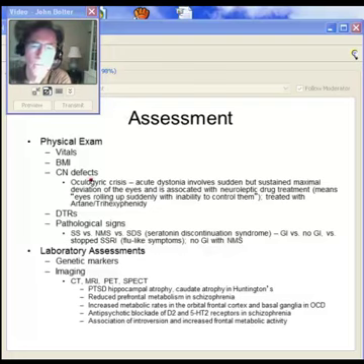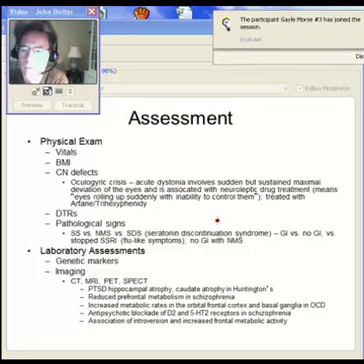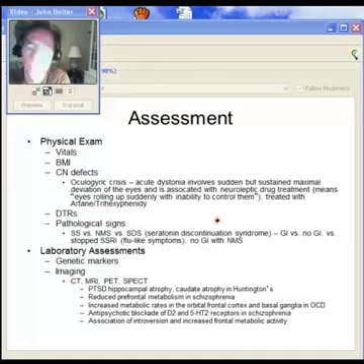And I put the one here, this is the oculogyrate crisis. It's an acute dystonia, involves a sudden but sustained maximal deviation of the eyes, and it's associated with neuroleptic drug treatment. So the eyes will be rolling up suddenly with an inability to control them. It's treated with Artane most of the time.